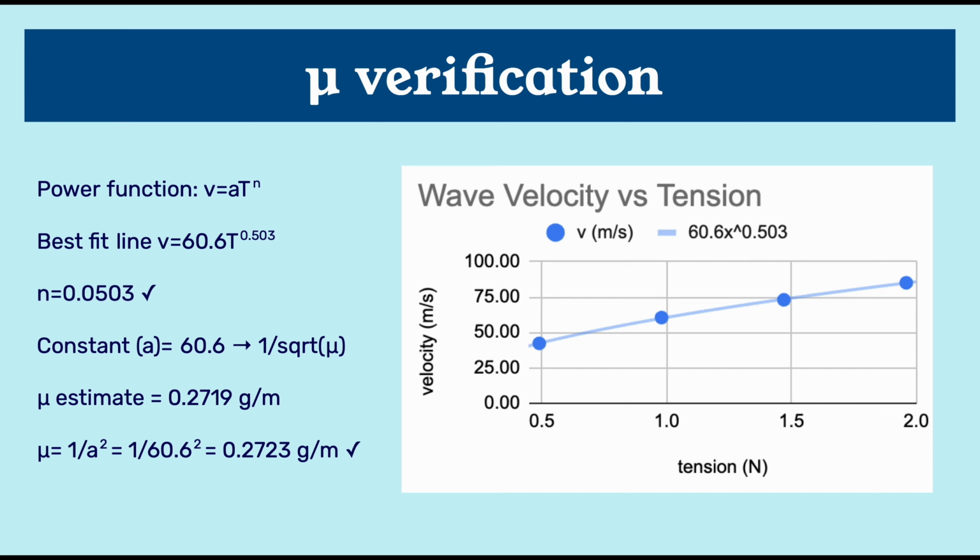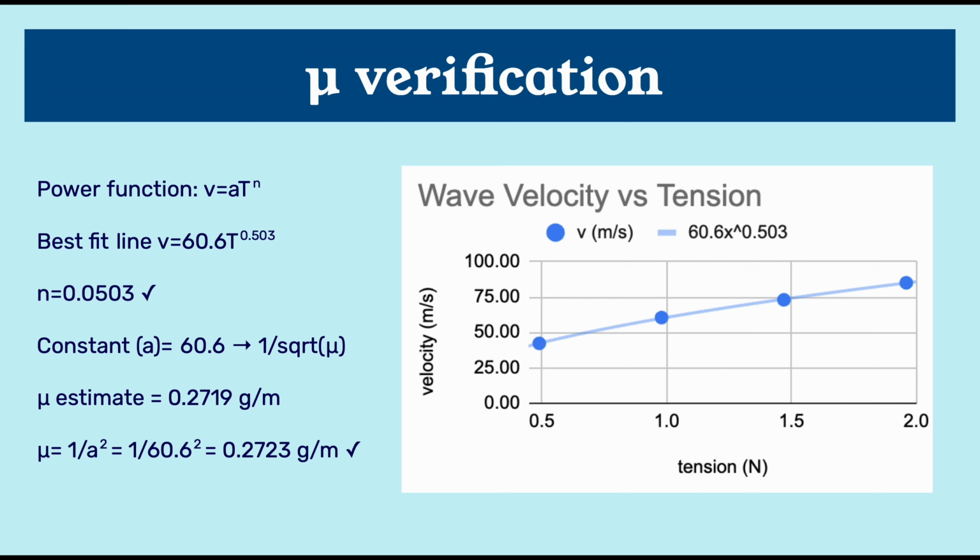To analyze the relationship between wave velocity and tension, we plotted the wave speed against tension and fit the data with a power function of the form v equals A times T to the nth power. The equation from our data was v equals 60.6 T to the 0.503. The exponent n should theoretically be 0.5, since the wave speed on a string is defined by the equation that velocity is equal to the square root of tension divided by mu. Our fitted value of n equals 0.503 is extremely close to the expected 0.5. This indicates that our data is consistent and reliable.